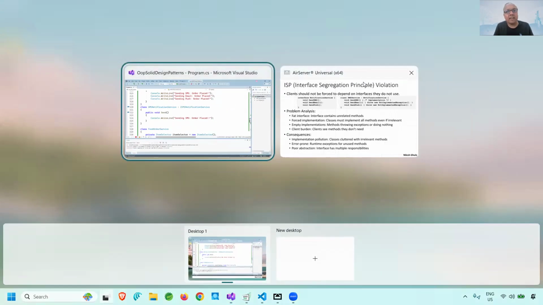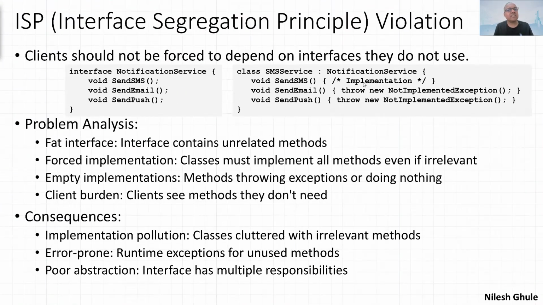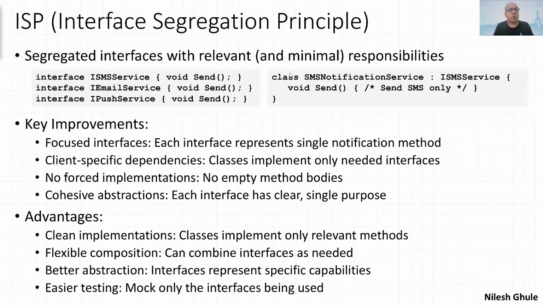So what exactly did we do over here to solve this ISP problem? We wrote small interfaces. We have written a separate interface for the SMS, email, and push services. And then the required class will implement only the required interface. It will not be forced to implement all the functionalities. So this is a focused interface with only relevant methods. These are client-specific dependencies: the classes implement only the needed interface. There is no forced implementation, and no need to throw exceptions.